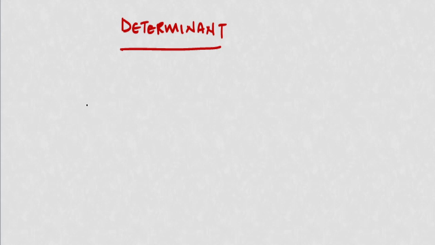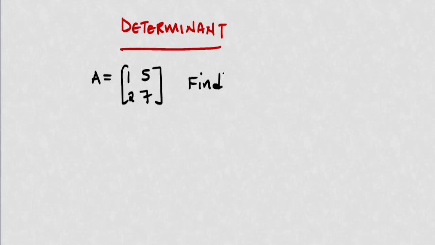So suppose we're given a matrix. So we call it matrix A. Then that matrix has been given to be 1, 5, then 2, 7. Then we now say find the determinant. So find the determinant of A.